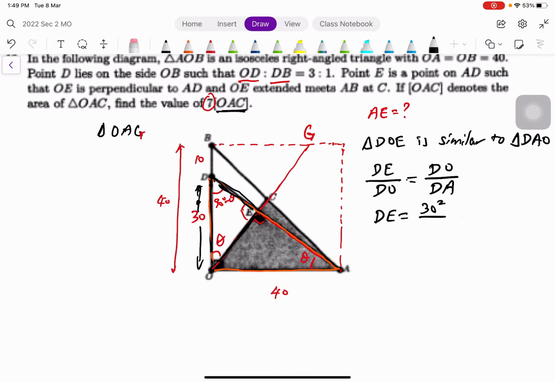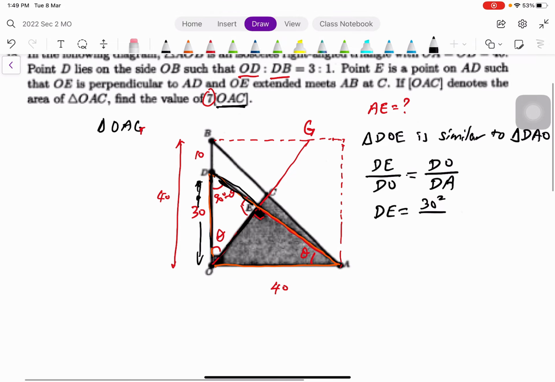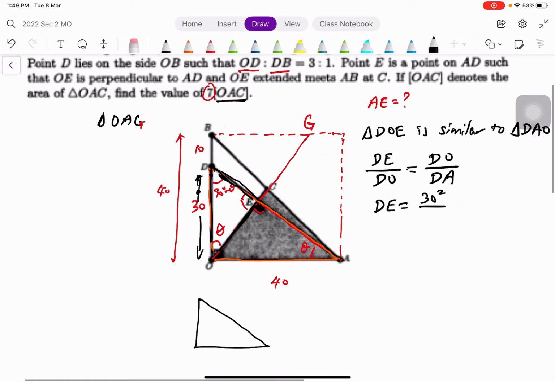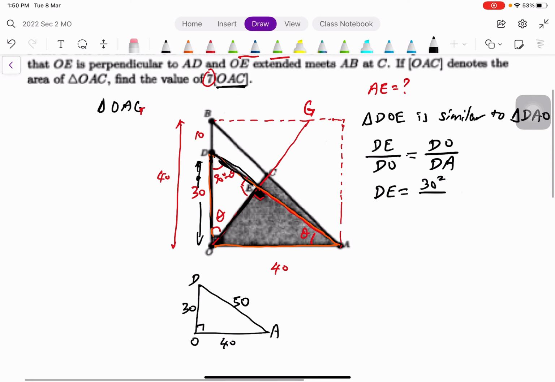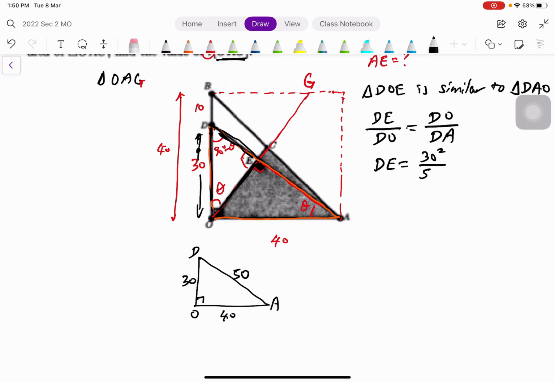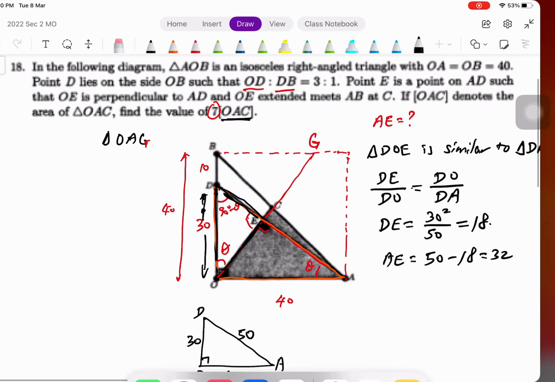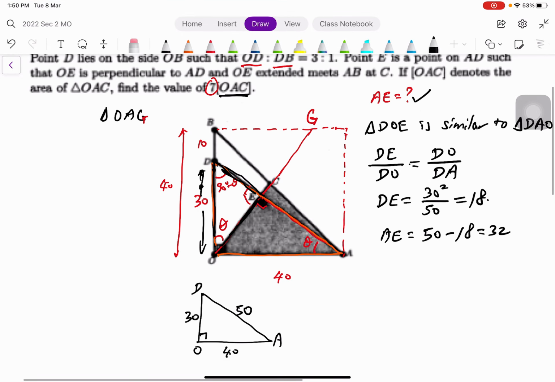And then your DA. Can you see that you have this right angle triangle here? This is 30, this is 40, this is your DA, and this is 90 degrees. By Pythagoras theorem, this will be 50. Therefore, this part is 50, and your DE would turn out to be 18. Therefore, AE is 50 minus 18, and that will be 32. Therefore, I got the objective. I know the length of AE.